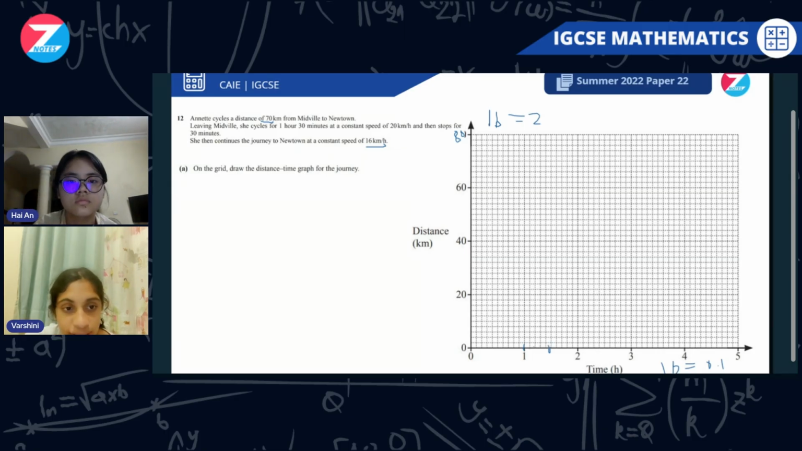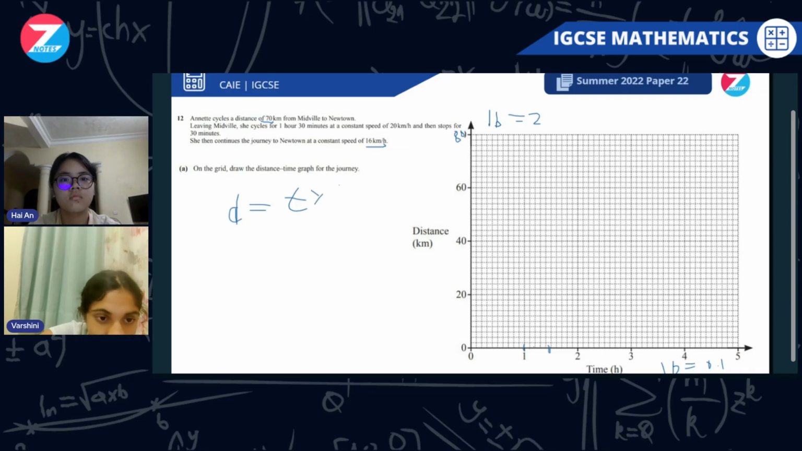She cycles for this at a constant speed of 20 kilometers per hour. Over here we want the distance. We do know that distance is equal to time into speed. We have the time as 1 hour 30 minutes, which we know is 1.5 hours. So let's make this 1.5 into her speed, which is 20 kilometers per hour. If you multiply these, you should get 30.